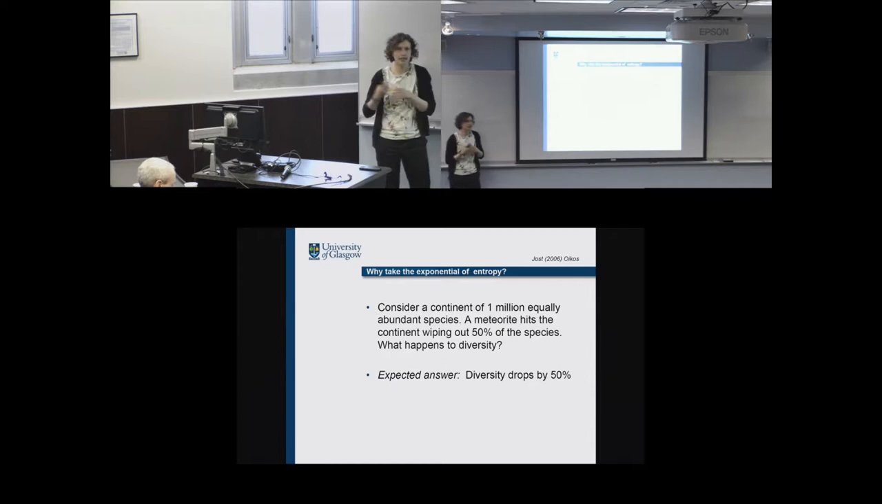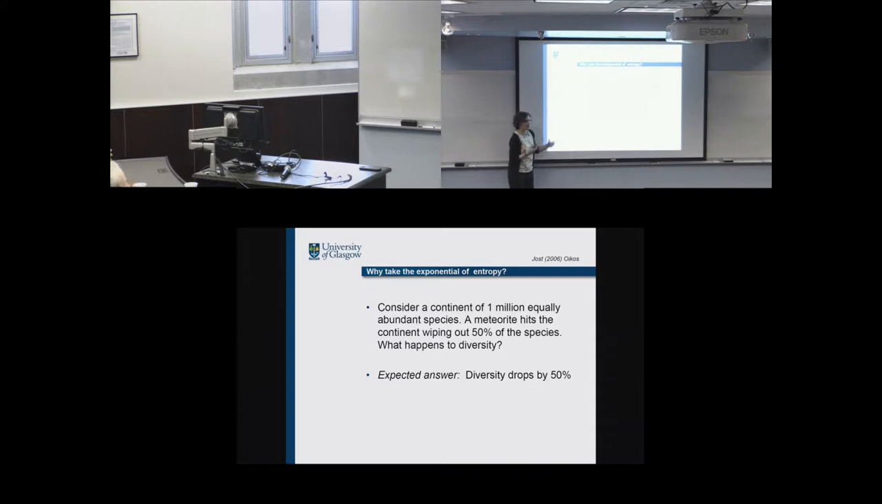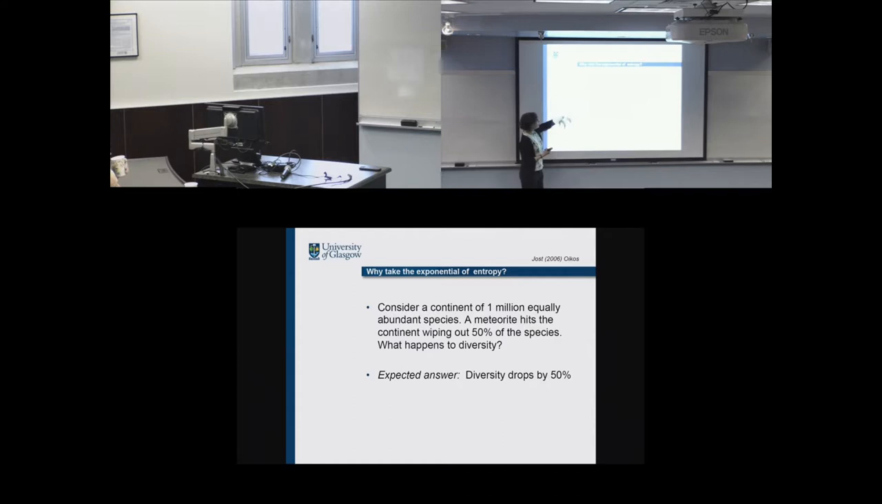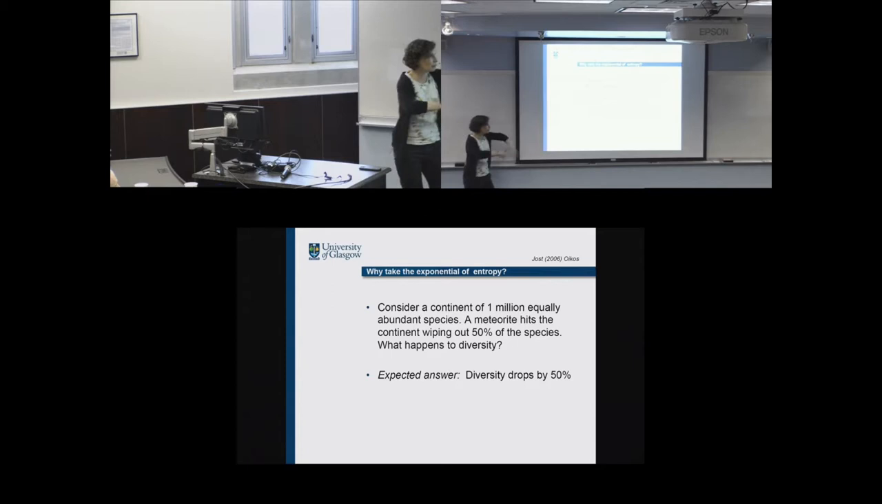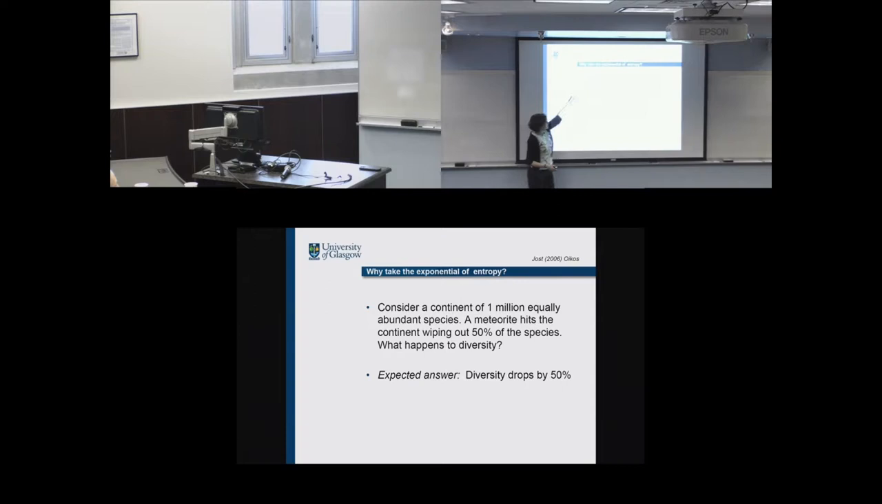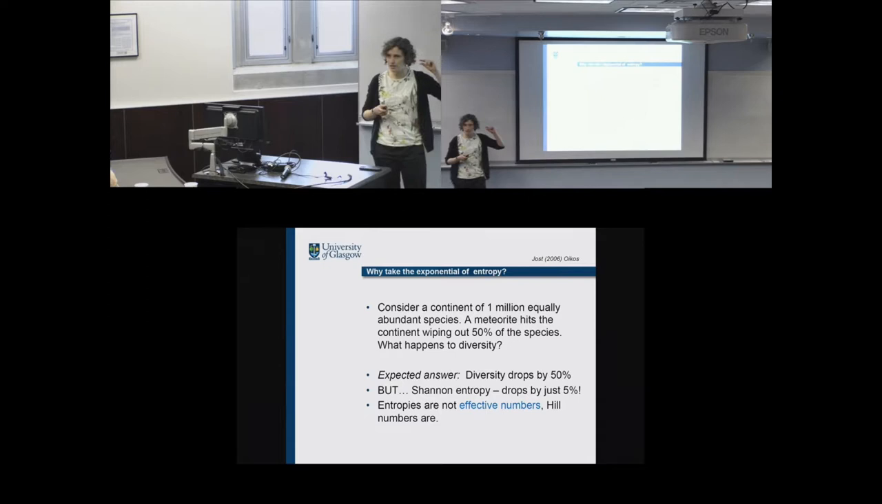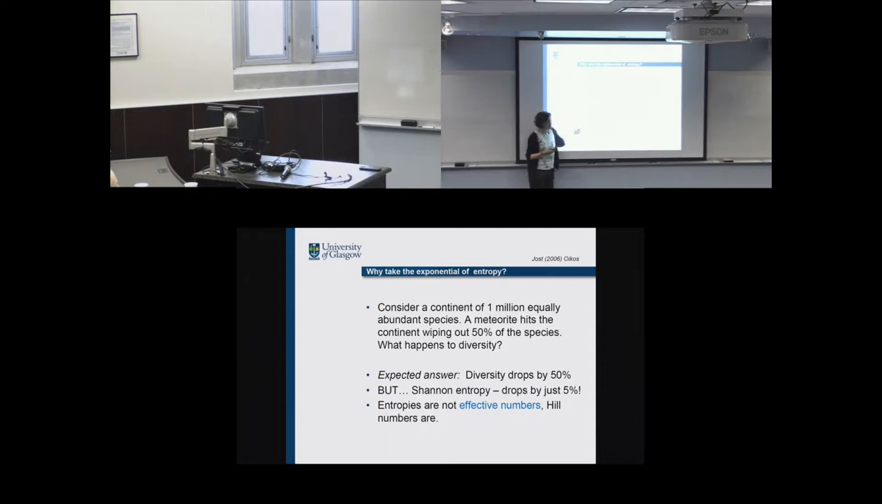The simplest example to explain why the exponential is needed, and this is really what Hill developed when he came up with taking the exponential of these entropies, is that we need the diversity to be an effective number, actually measuring the number of species in some way. Let me give you an example. If we take a continent of a million equally abundant species, all nicely well mixed, and a meteorite hits the Earth and wipes out 50% of my species, it does it quite fairly, then you would expect your diversity to drop by 50%, right? You've lost 50% of your species. Well, Shannon entropy doesn't. It just goes down by 5%, because it's not an effective number. If you take the exponential, then it does exactly what you expect. It goes down by that 50%. So that's a big reason why we want to take the exponential.